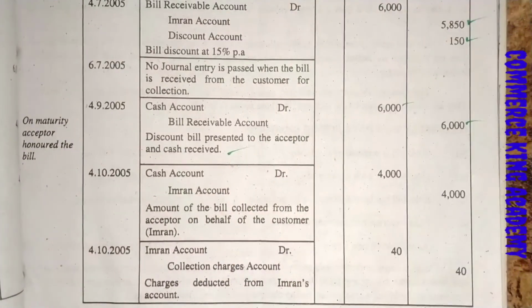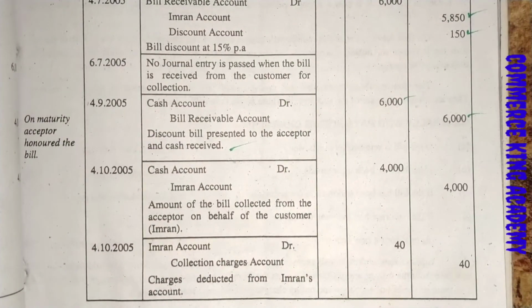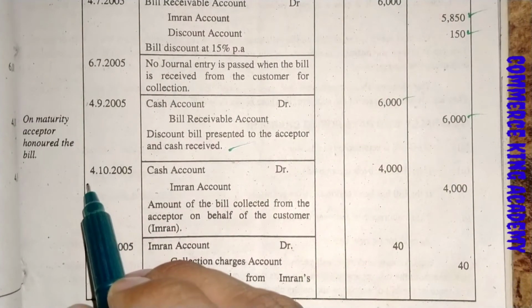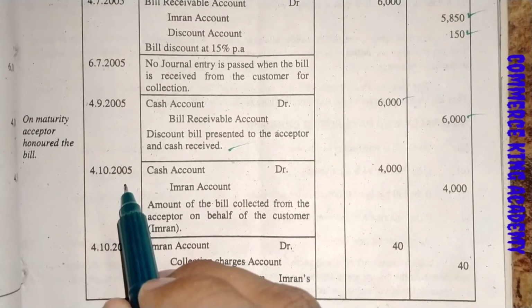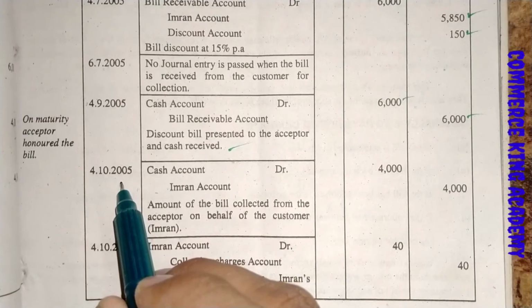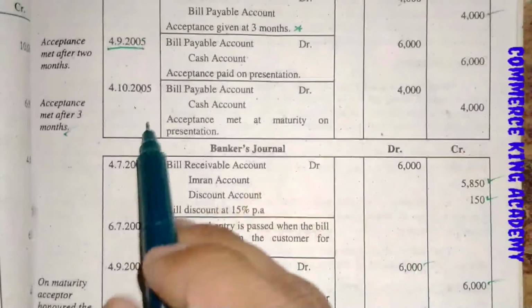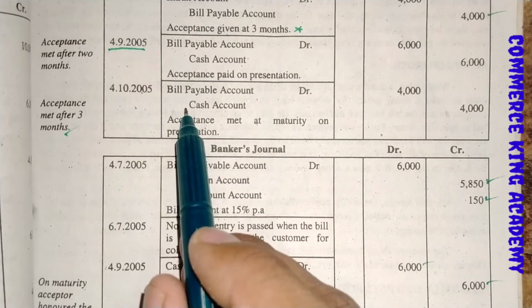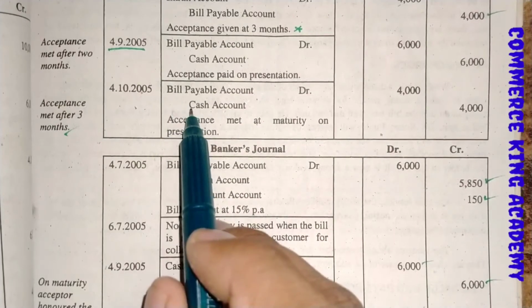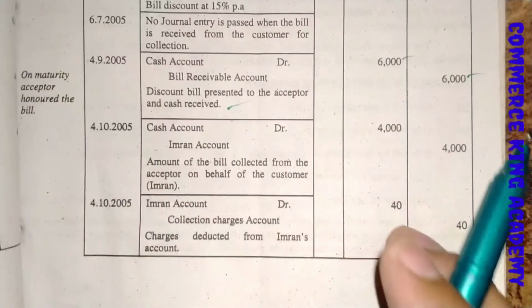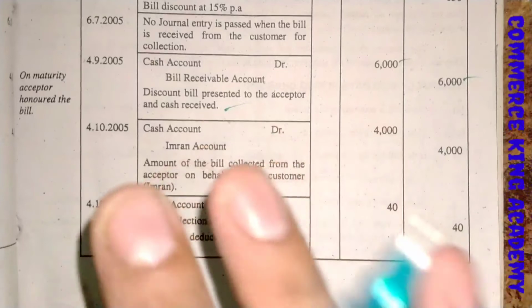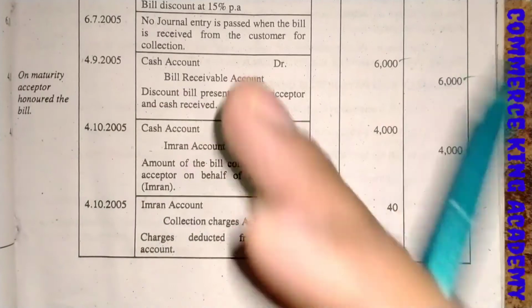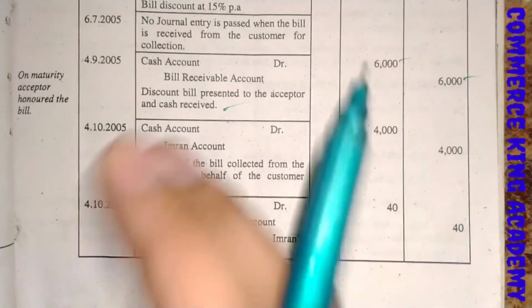Okay, now we will talk about the next situation. We found the next date, which is 4th October 2005. This is the date, remember, of payment of the second bill. Mr. Irfan pays the second bill's amount, and this amount is received by the bank on behalf of its client, Mr. Imran, who had sent the bill for collection purposes to his bank.